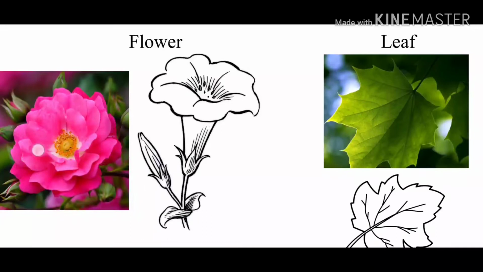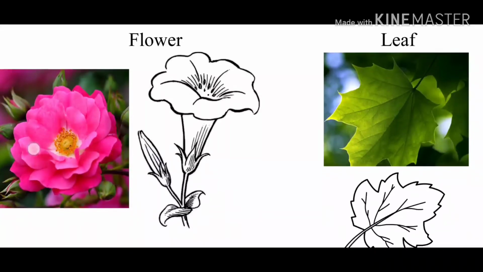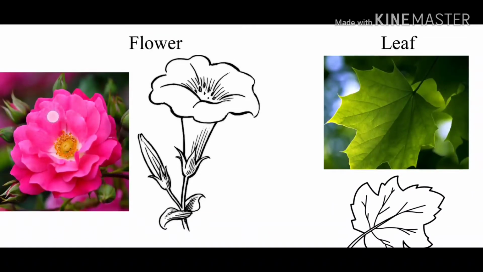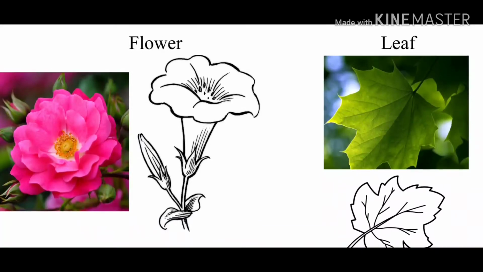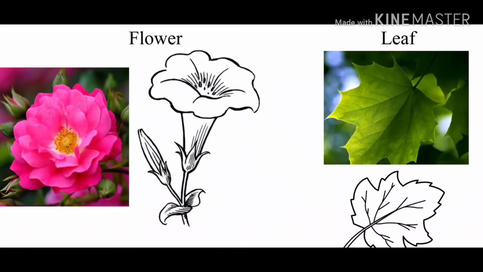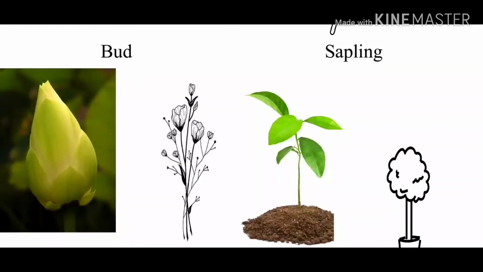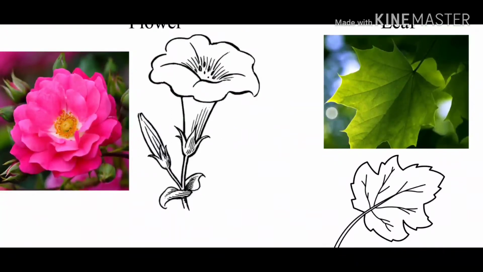A flower. What color is the flower? That's right, it's pink. This is pink. And what color is the leaf? That's right, it's green. If you said pink or green, you're correct. Good job.